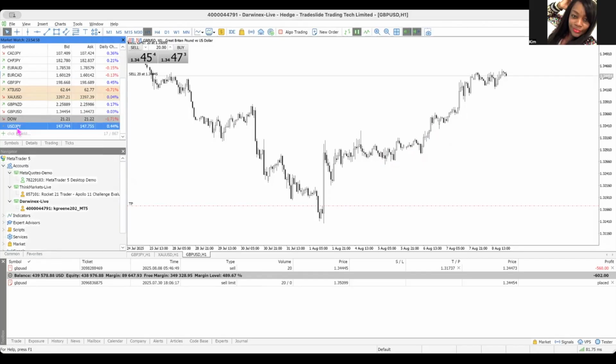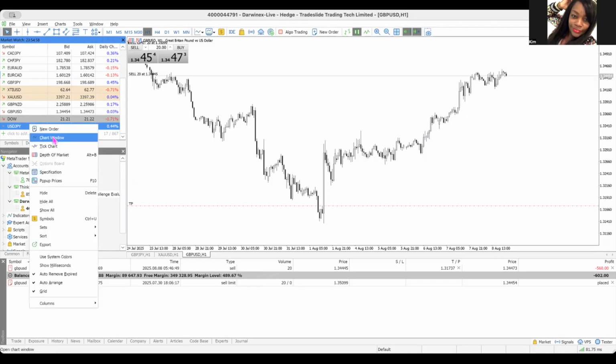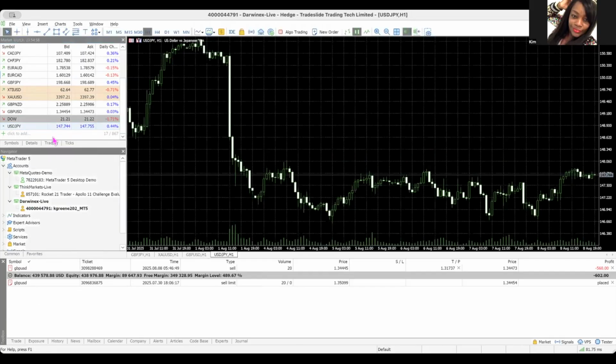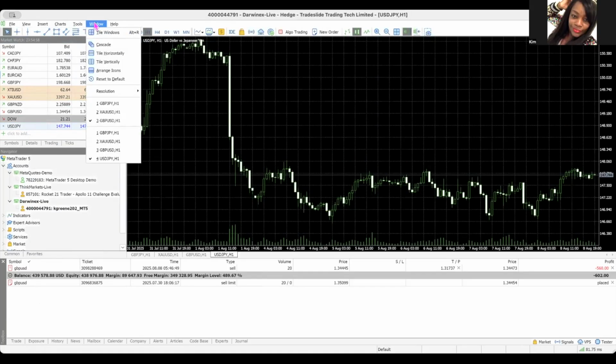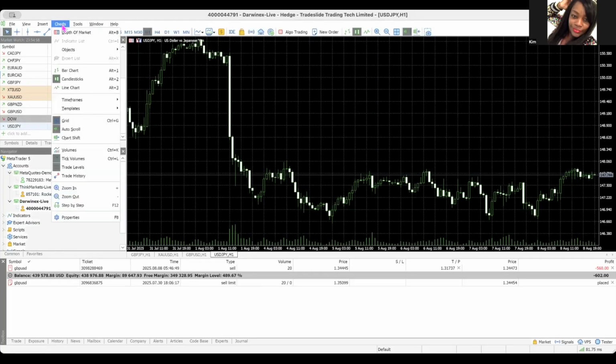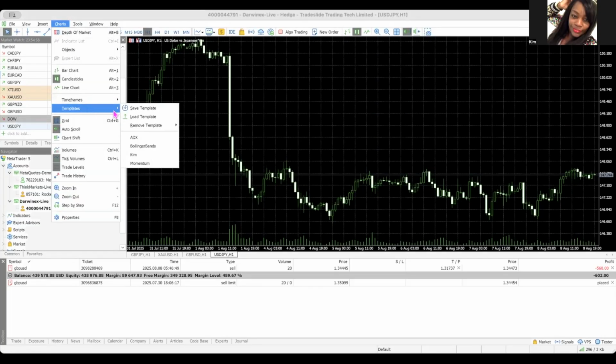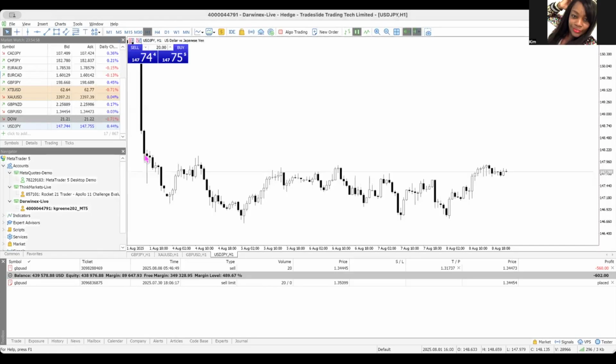So once I see my asset that I want to trade, or my pair I want to trade, I chart the window. Okay, it's going to come up like this. And then I go through my template, which I have saved as Chem, and then I switch it, because this is what I save my chart to look like.